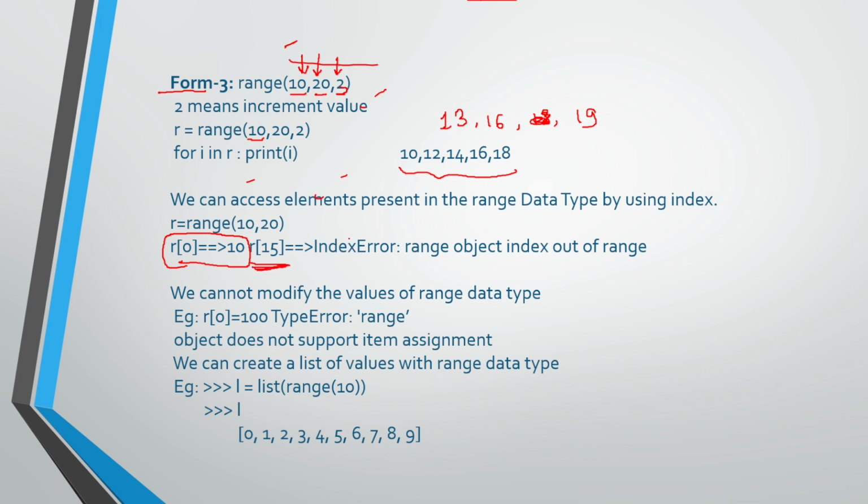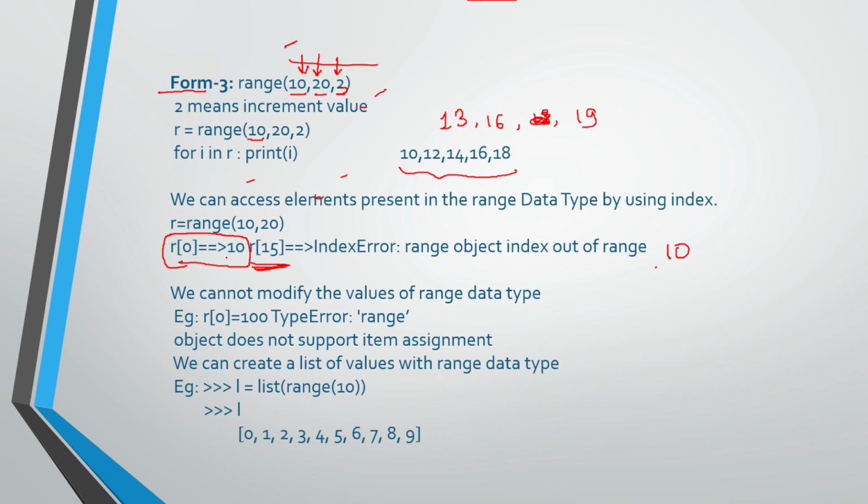If we use R of 15, then it is going to give us range object index out of range, because we know that from 10 to 20 we have 10, 11, 12, 13, 14, 15, 16, 17, 18, 19. So there are only 10 indexes available. 20 will also not be in the range. If you give the 15th index which is not present, then it is going to give you range object index out of range.